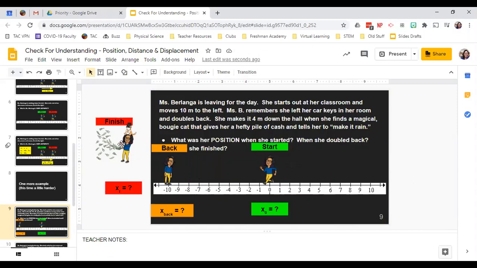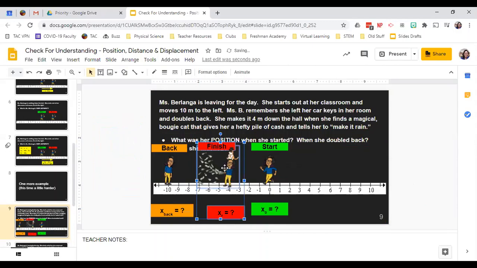And then whenever I finished up, remember I had to go back to my room, and then I moved 4 meters back down the hallway in the original direction that I was traveling. And 4 meters is where I met this bougie cat, magical pile of cash, and I'm making it rain.